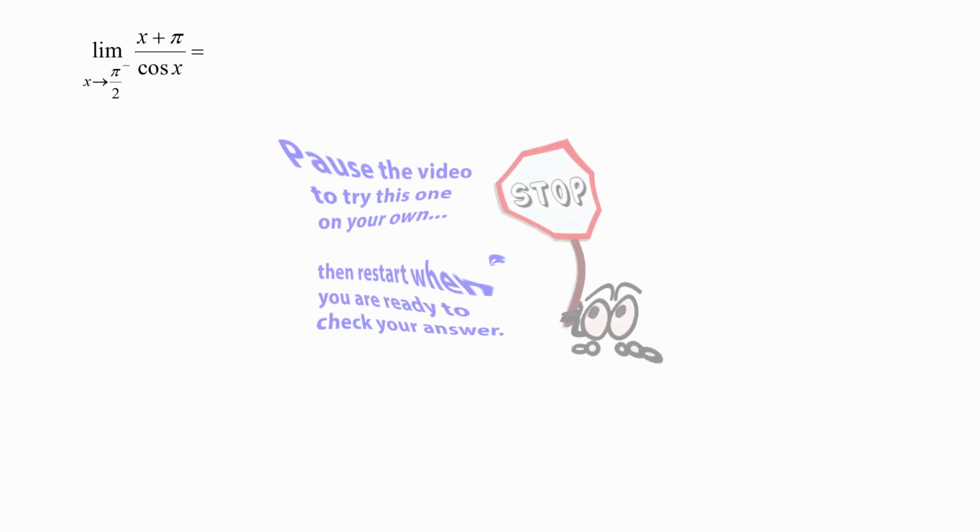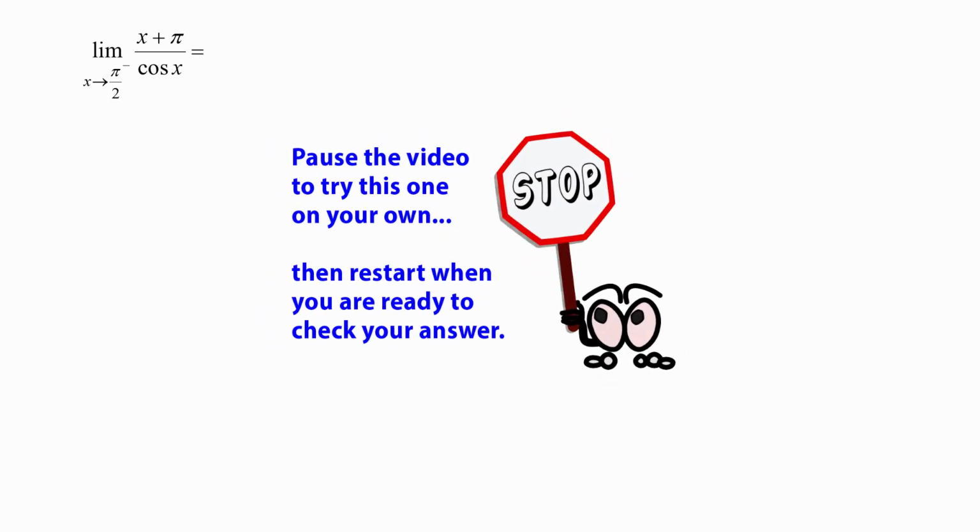Here we have to evaluate the limit as x approaches pi over 2 from the left of the quantity x plus pi over cosine x. It's time to check your understanding. So pause the video, try this one on your own, then restart when you're ready to check your answer.